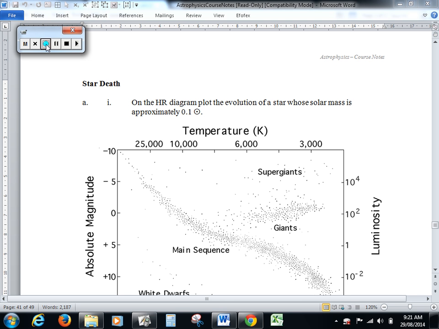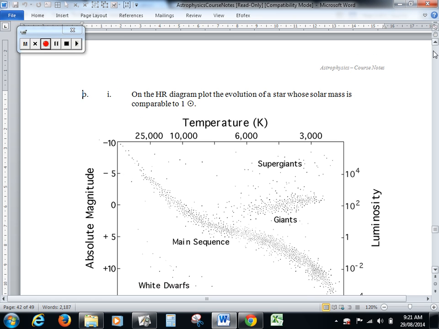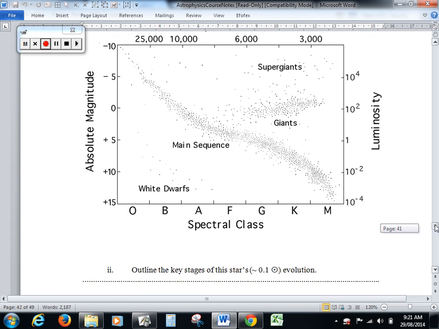And iron is going to be the big bad wolf in all of this. It's going to be the cause of the death of everything. So let's have a look at star death and why star death occurs and what the different ways are.